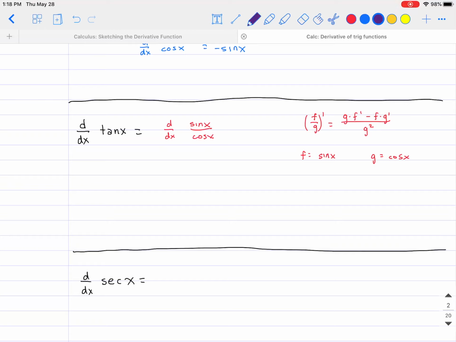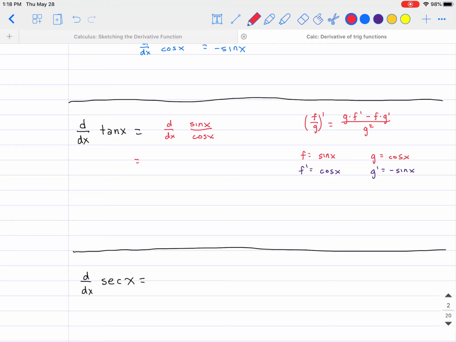And according to what we just solved for earlier, we can actually use those now. The derivative of f is going to be cosine of x, and the derivative of g is going to be a negative sine of x. And now we can go ahead and use that to our advantage to solve for the derivative of tangent. So let's see, putting it all in.